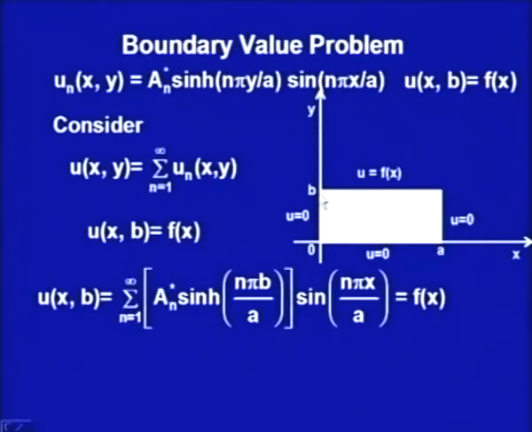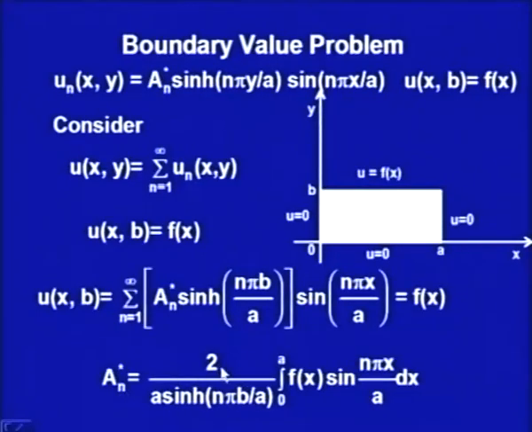Now, f(x) is a function which is defined from 0 to a at this point. So, we have to take the odd expansion, the Fourier expansion for the odd extension of f(x) from 0 to a to minus a to plus a. So, a_n star times sinh(n pi b over a) should be 2 upon l, that is 2 upon a, integral 0 to a f(x) sin(n pi x over a) dx, using Euler's formula for the Fourier coefficients of the odd expansion for this f(x).